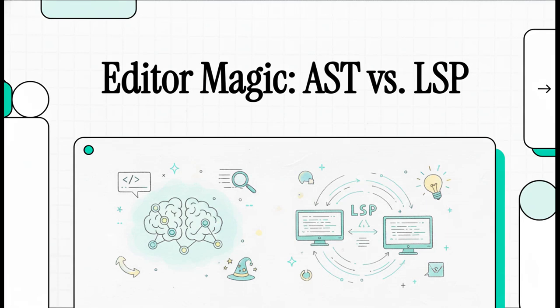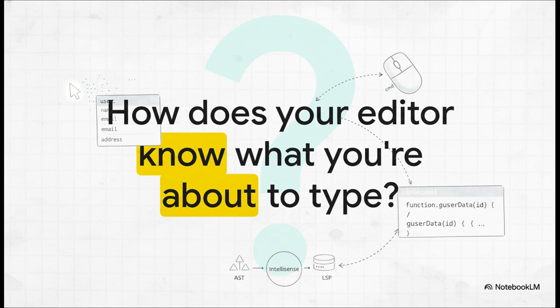Today, we're going to pull back the curtain on the technology that makes your code editor feel, well, almost psychic. That little bit of magic that seems to know exactly what you're thinking. You know that feeling, right? You type a variable, hit the dot, and boom, a whole list of suggestions pops up. Or you hold down Command and click a function name, and you're instantly teleported right to its definition.